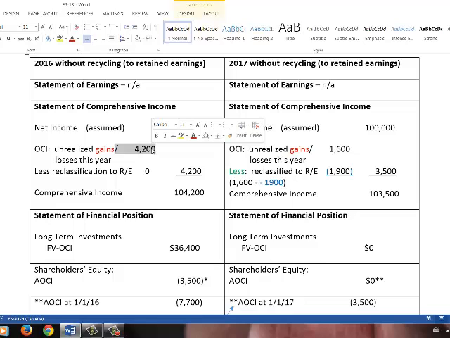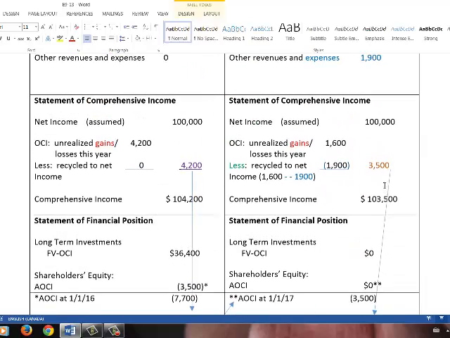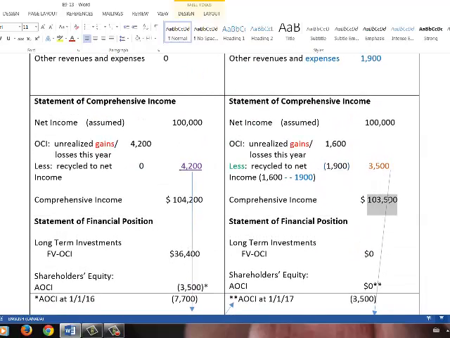That's your $4,200. And we didn't reclassify anything to retained earnings during the year because we didn't sell anything during the year. So that's zero. So $4,200 less zero is still $4,200, right? If you compare what we did in 2017, again, we still get 103.5, just like we did up here, even if it was with recycling. It wouldn't matter. It was the same thing.